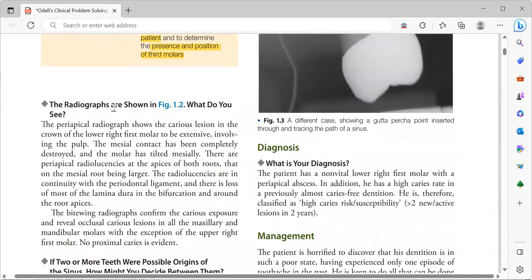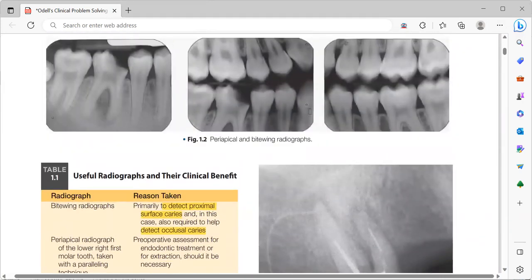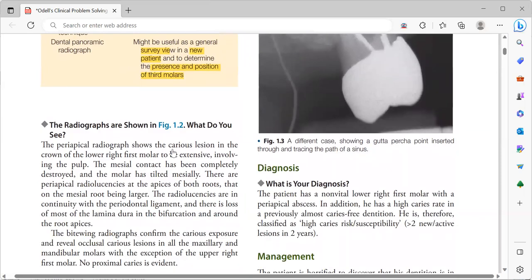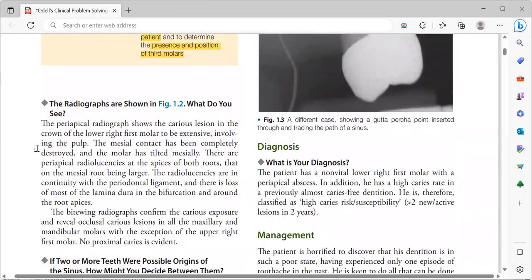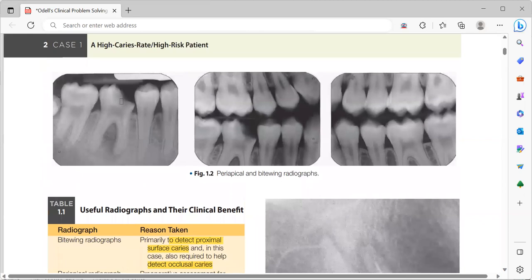Okay, so then the radiographs are shown in figure 1.2. Here they have shown all the radiographs. The periapical radiograph shows the carious lesion in the crown of the lower right first molar to be extensive, involving the pulp. The mesial contact has been completely destroyed and the molar has tilted mesially. So same thing, we can see that here there is a big hole. This tooth is tilted mesially, right?